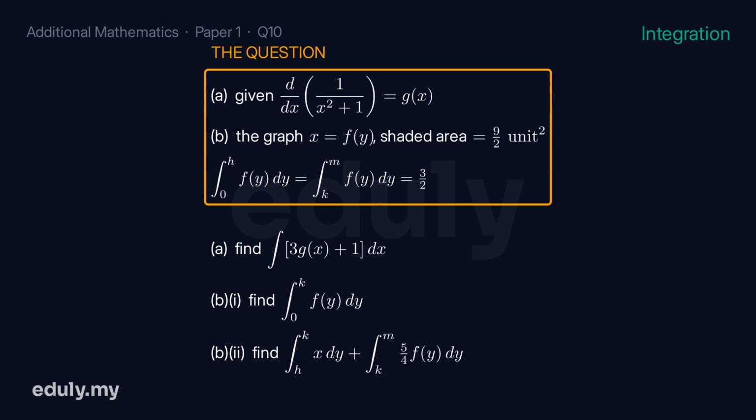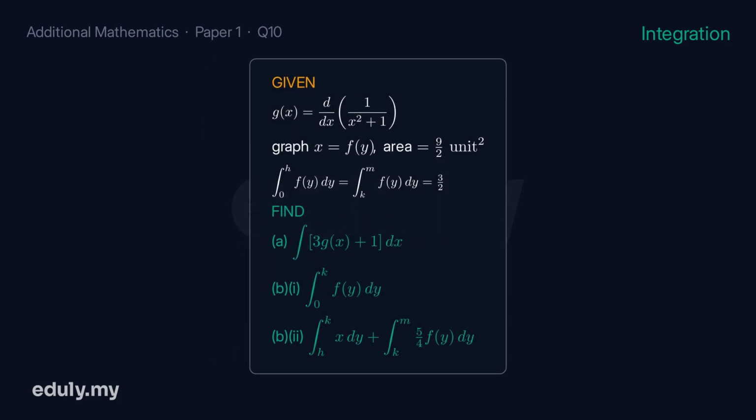Here's everything we're given. That derivative fact, the total shaded area of 9 over 2, and 2 of the bumps each measuring 3 over 2. And here's what we must find. The integral in Part A, then 2 values from the graph. So here's what we have and what we need. We'll knock out Part A first, then bring up the graph for Part B.